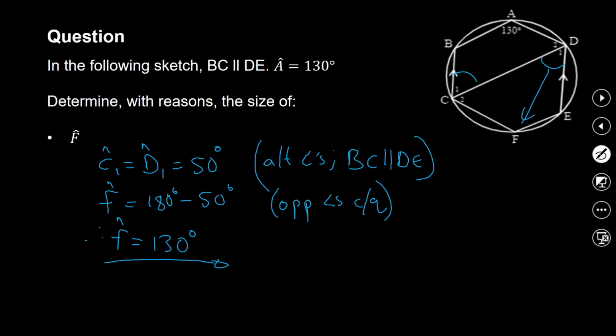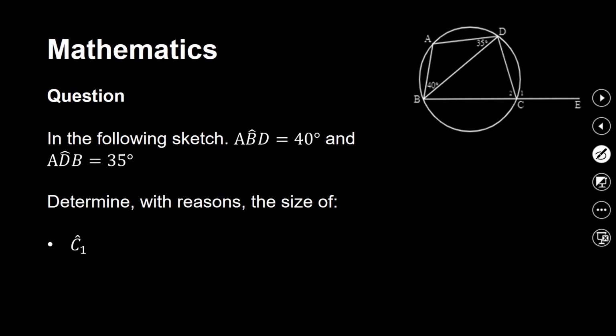I don't need a reason for that, guys. It's just math. I'm just subtracting 2 angles. Also, in the following sketch, ABD, as you can see, is given as 40 degrees and ADB is given as 35 degrees. We want to find, with reasons, the size of C1, right?